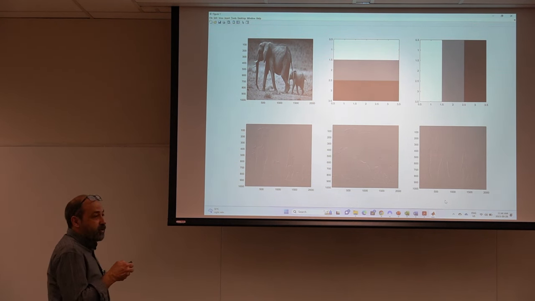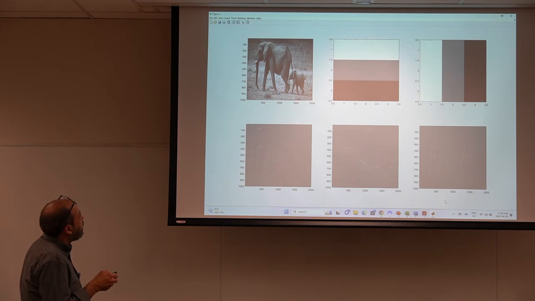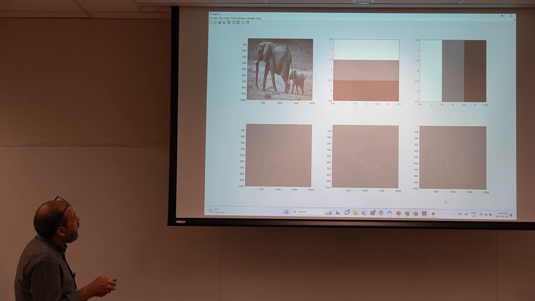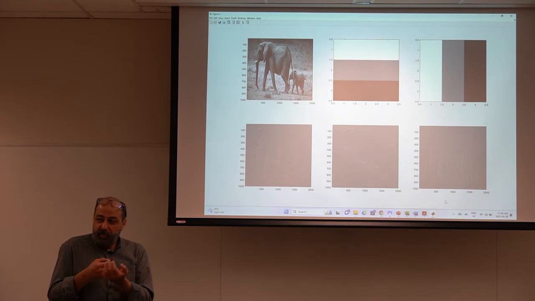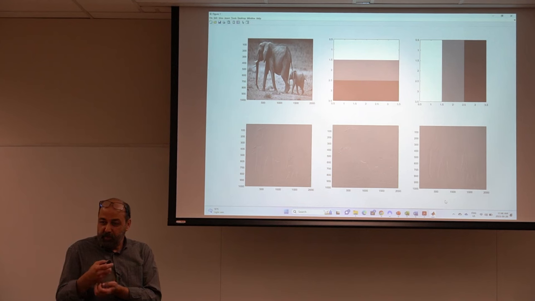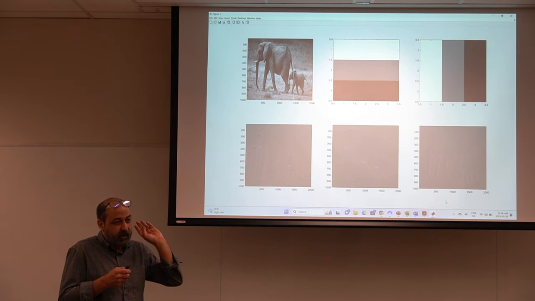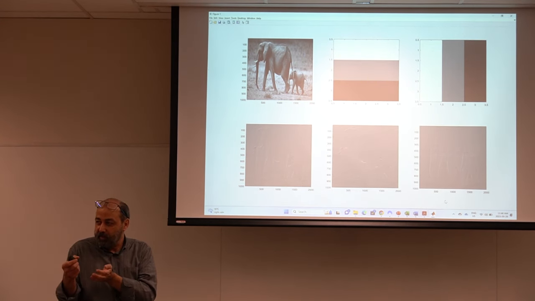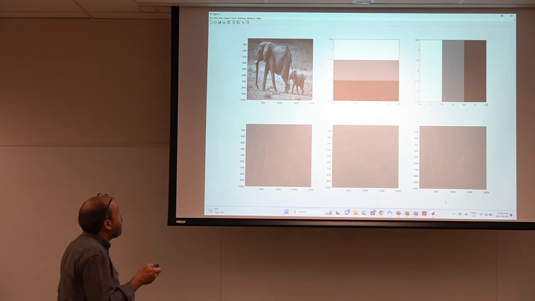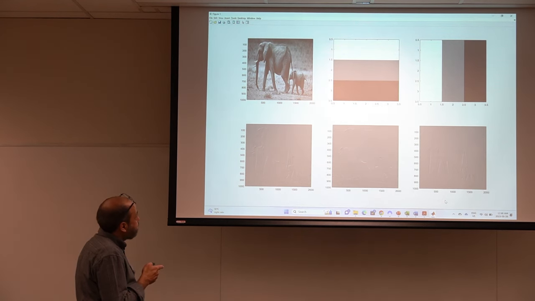I have this image, 2,000 by 1,000, and I have another image, which is 3 by 3. And I want to convolve them. In fact, I want to find the cross correlation between them. So from now on, when I say convolve, I mean cross correlation. That's what they mean by convolve in the literature of neural networks. So I want to convolve them.